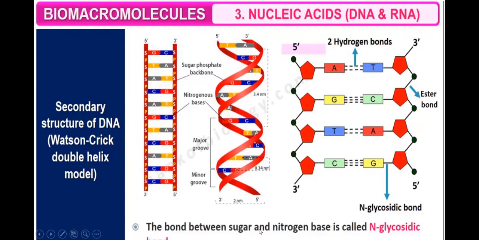The bond between sugar and nitrogenous base is called N-glycosidic linkage. So the bond present between this sugar and this nitrogenous base is called N-glycosidic linkage, where N means nitrogenous.